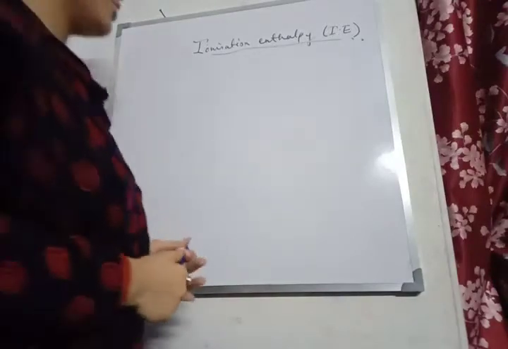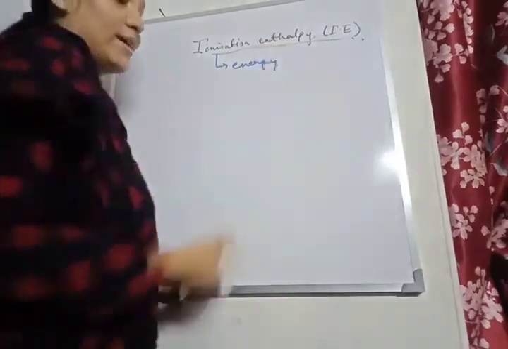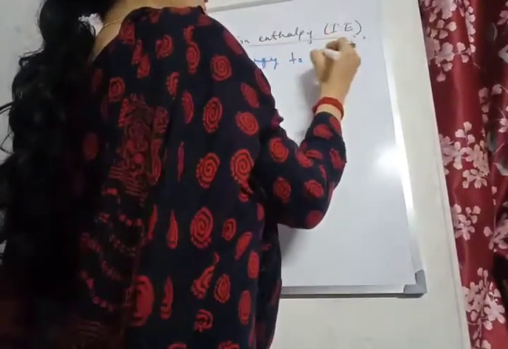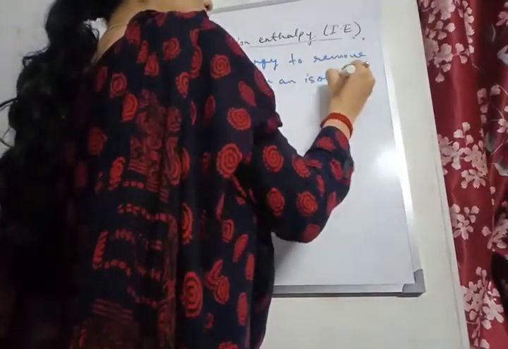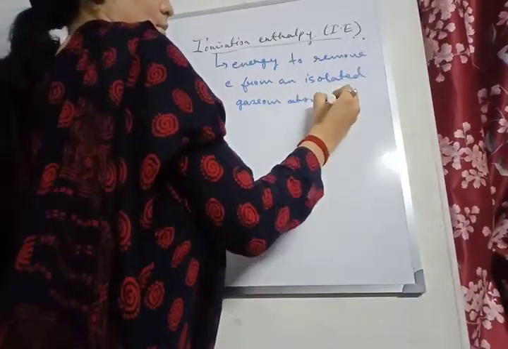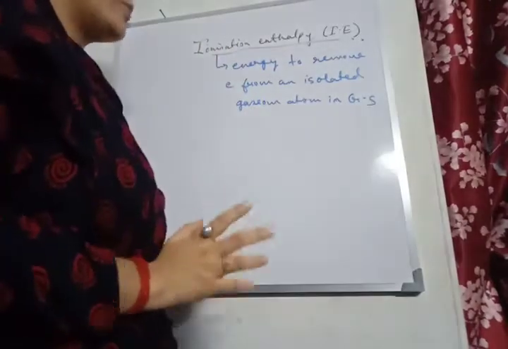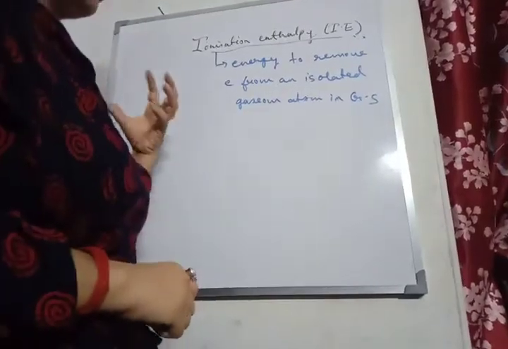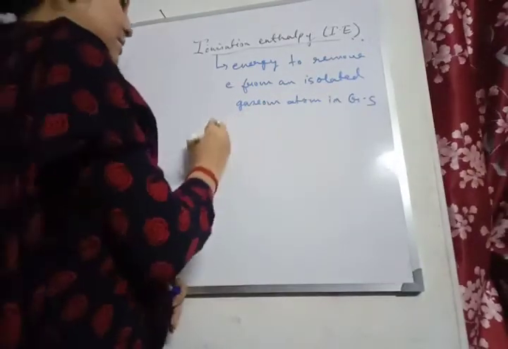It is the energy required to remove an electron from an isolated gaseous atom in its ground state. Okay, so this is the basic definition. It is the energy required to remove an electron from an atom, basically from an isolated gaseous atom in its ground state. Right, this is the basic thing.